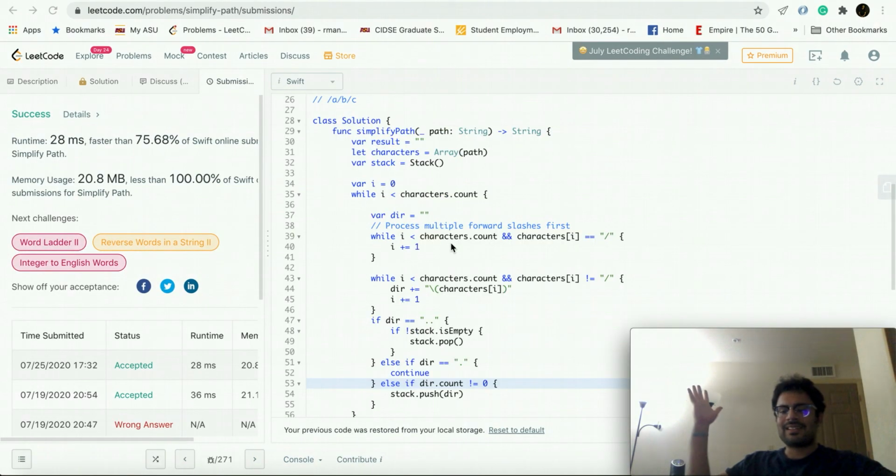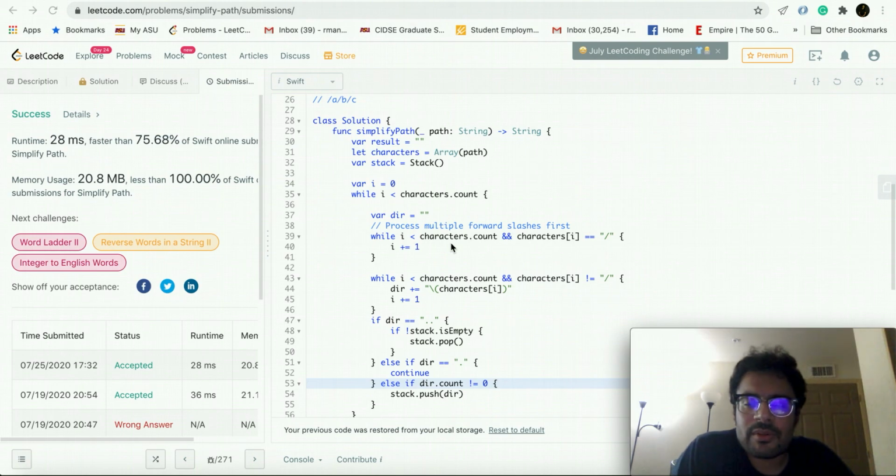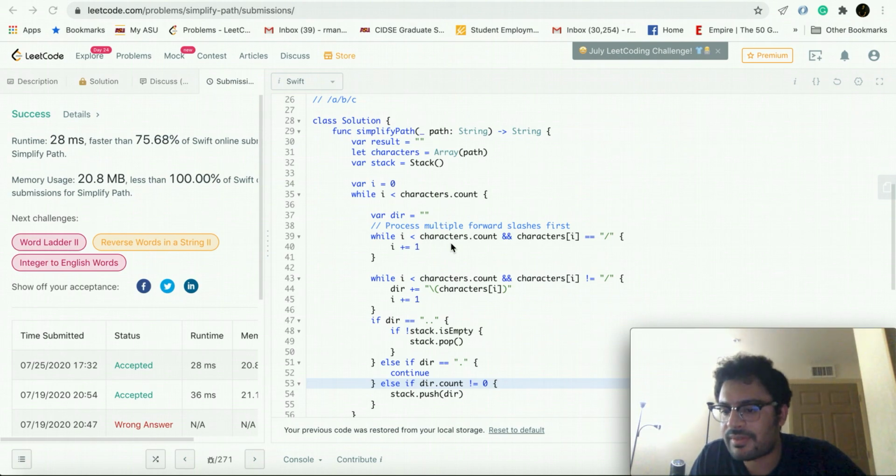Cool. That works. The time complexity of the solution is order of n because we are only traversing over all the characters of the string once. With that, we have completed the solution.